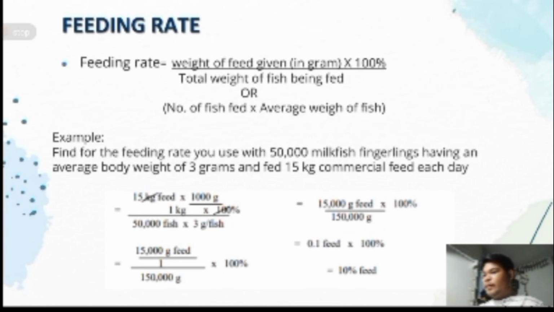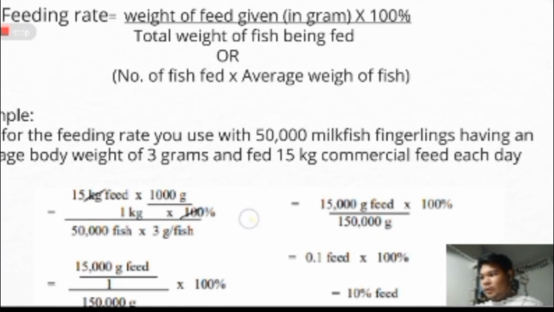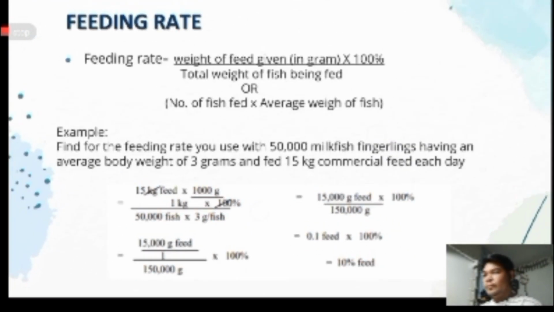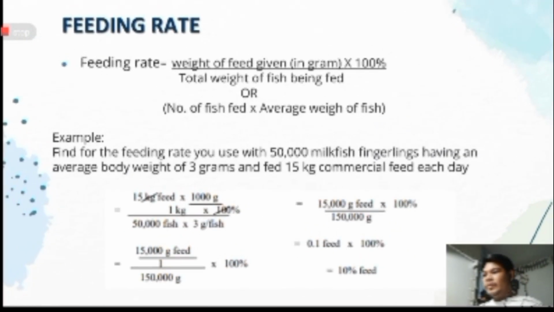We have 15,000 grams of feed divided by 150 grams times the 100%. 15,000 grams of feed divided by the 150,000 grams is 0.1 feed. Multiply that by 100% and we will have 10% feed. So yun yung ating feeding rate.